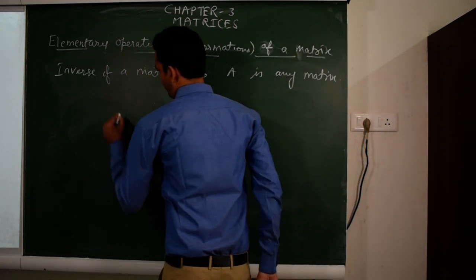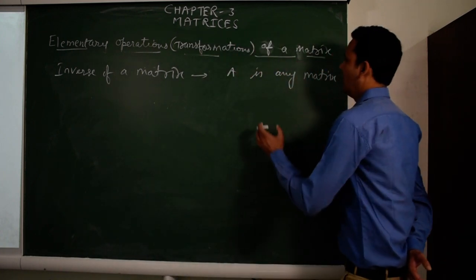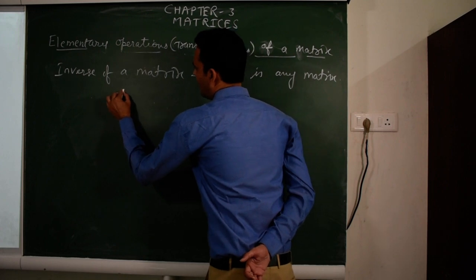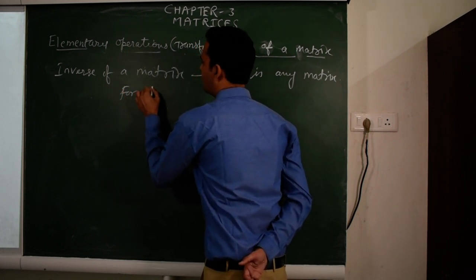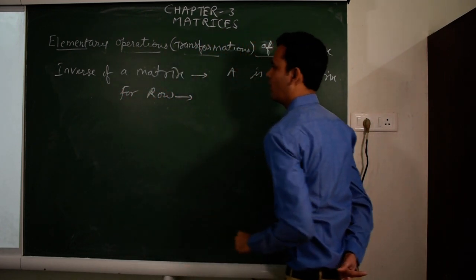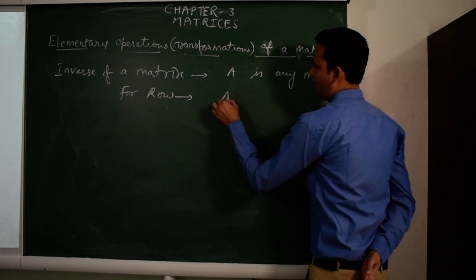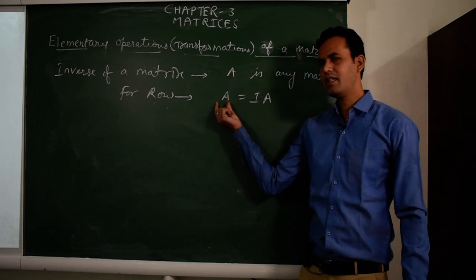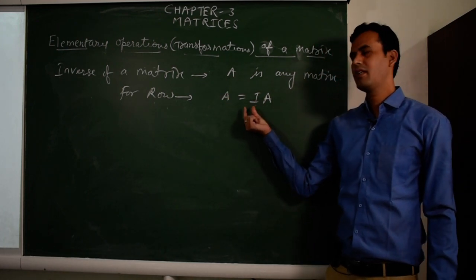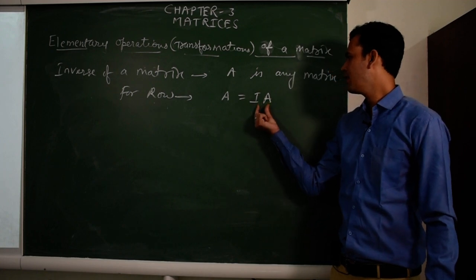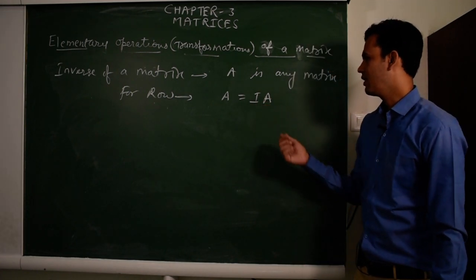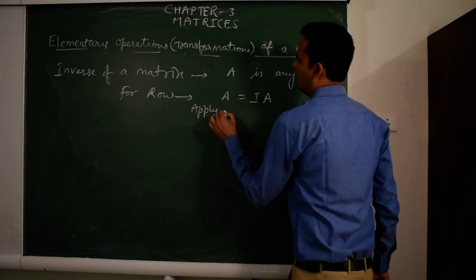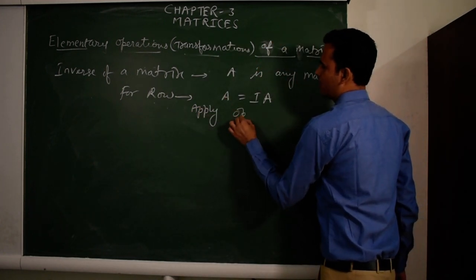So the first condition is, if A is any matrix and we solve it by rows, then we first take A equals IA. Here A is the matrix, I is the identity matrix of the same order, and A is also a matrix. Then we apply transformations or operations.